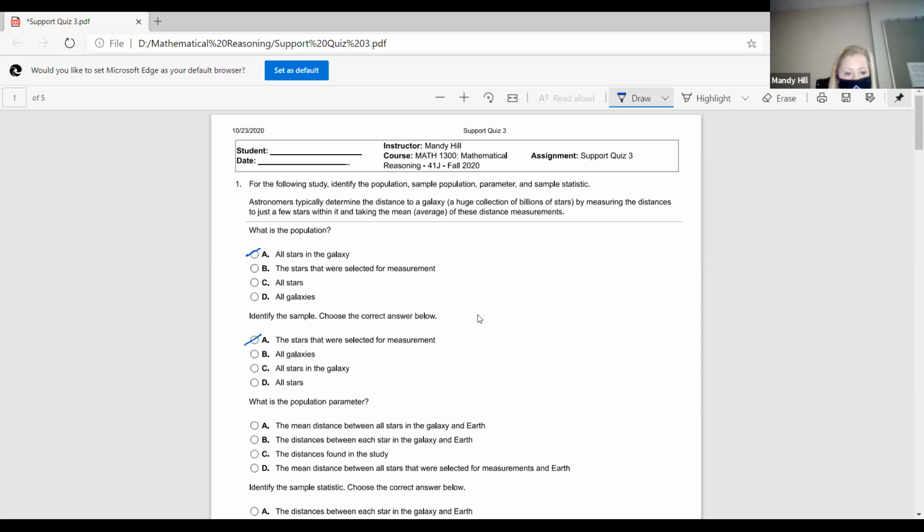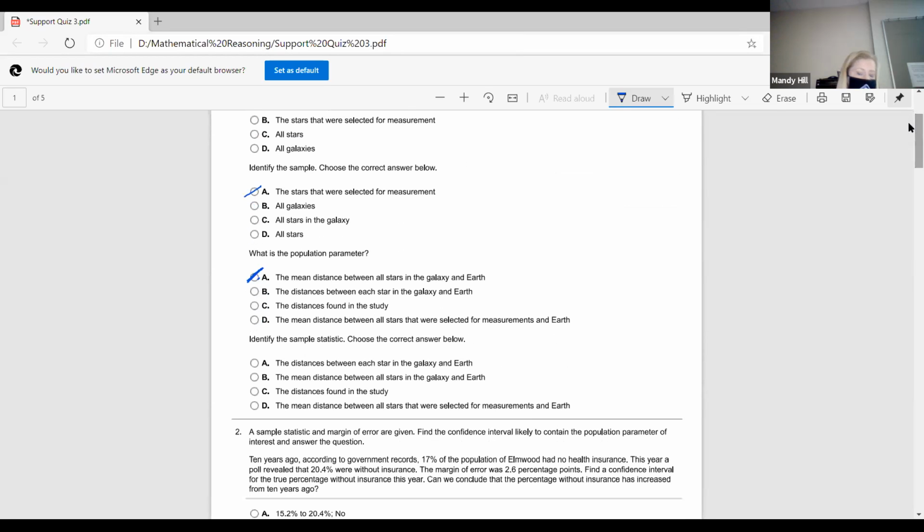Okay, and then it says, what is the population parameter? The population parameter is going to be the mean distance between all stars in the galaxy and Earth. So what are we looking for? We're trying to find the mean distance between all stars in the galaxy and Earth. You notice that it's going back to the population, which is the bigger thing. So we're not looking at the sample anymore. We're trying to find the mean distance between all the stars, not just the ones we measured.